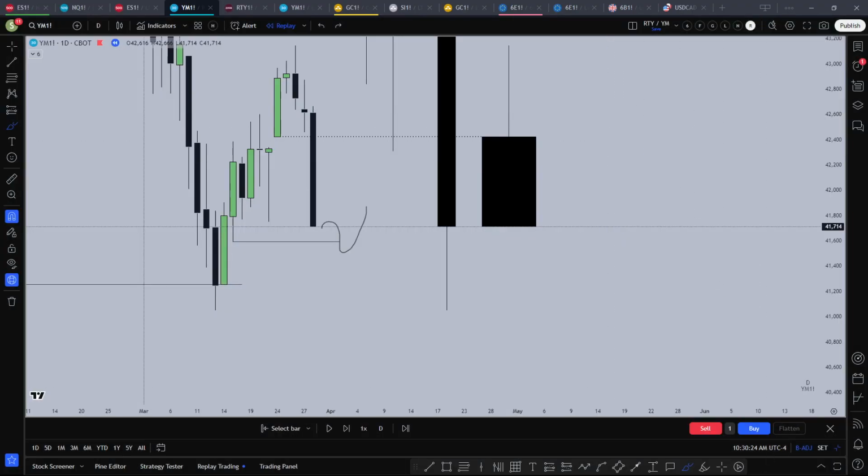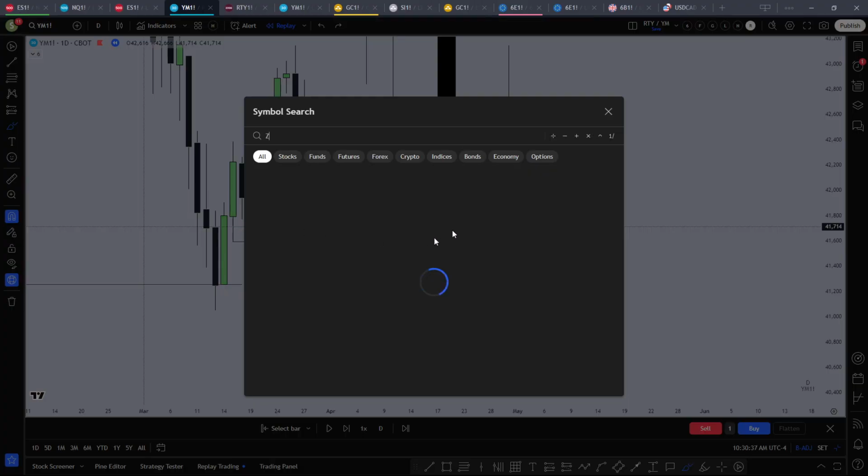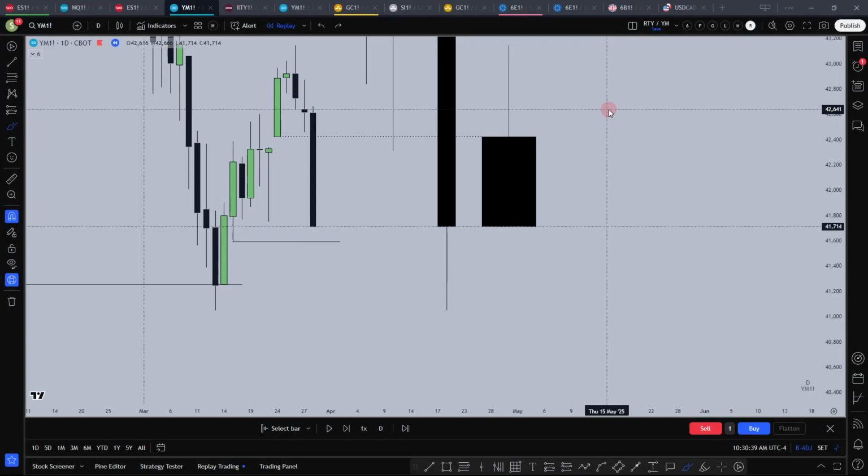So I am thinking going into the new week, if price moves higher, I would frame that as a retracement to then again head into this objective.